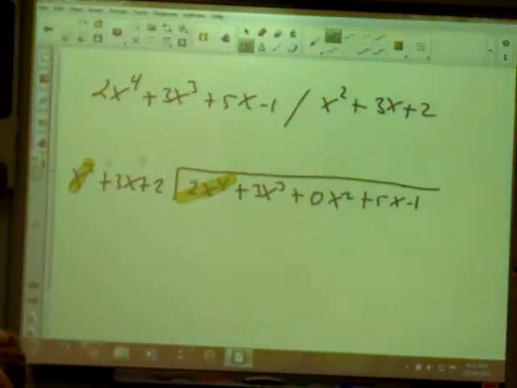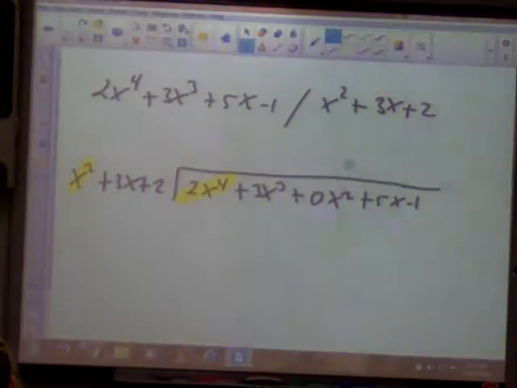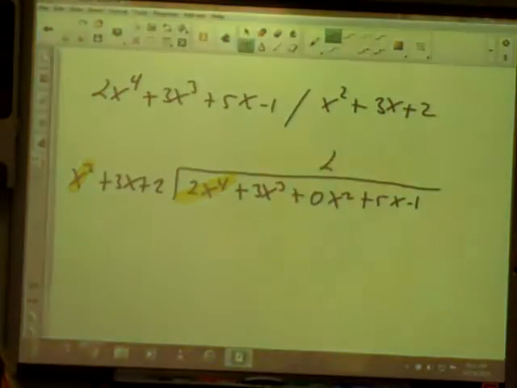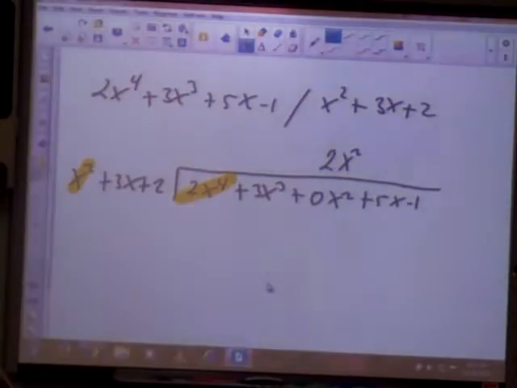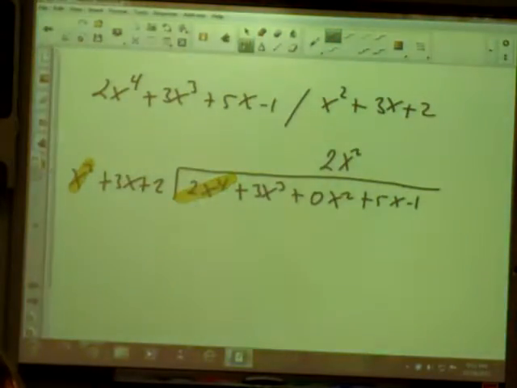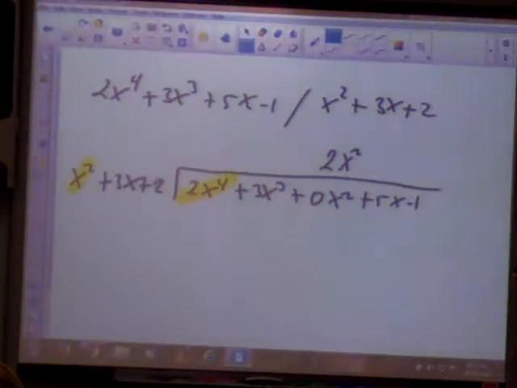Good. So I'm going to multiply by 2x squared. Now you can put the 2x squared anywhere on the top that you want to. I always put it over the x squared. Okay, and we got that because we asked ourselves, x squared times what will give me 2x to the 4th. Now I have to take that and distribute it to everything outside here.